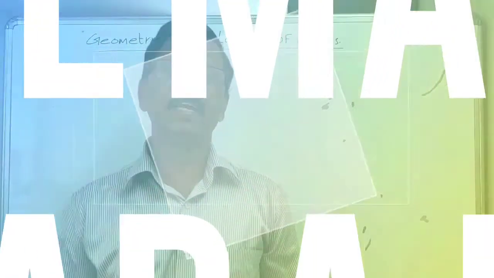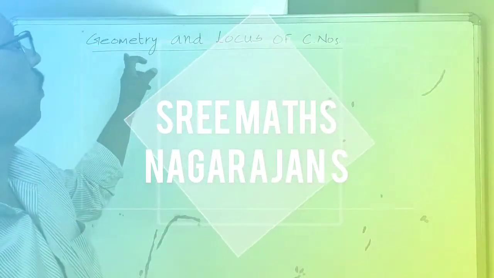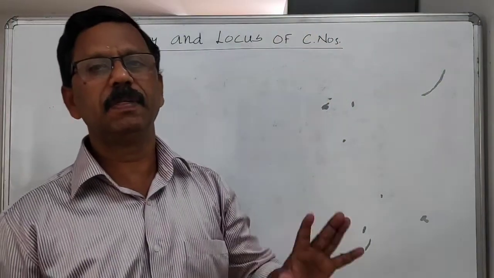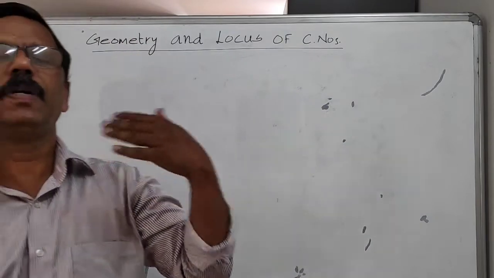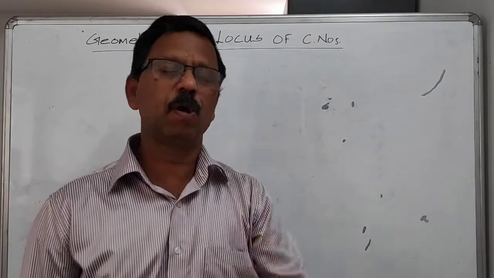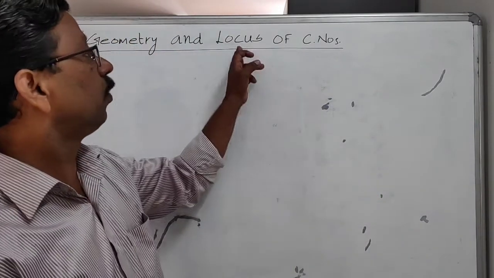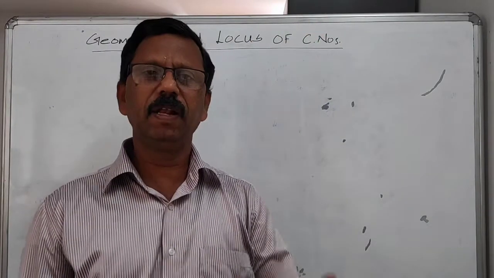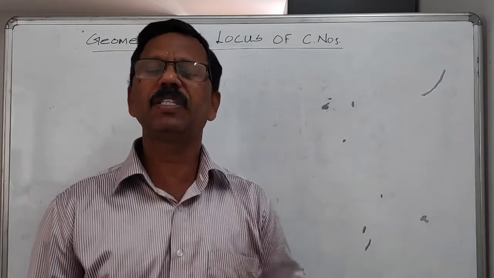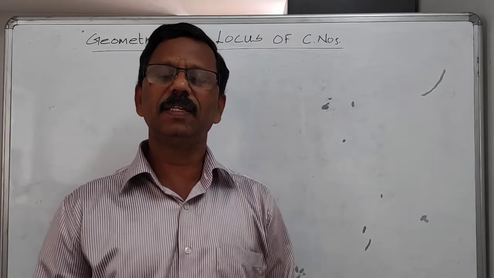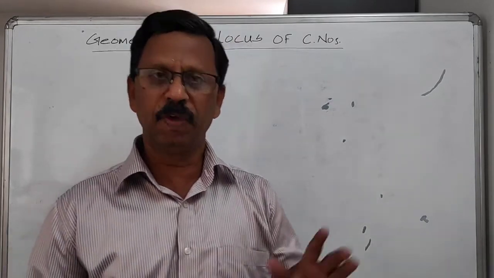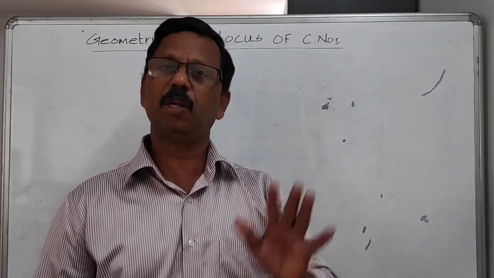Hi students, today let us see the geometry and the locus of complex numbers. Geometry means the geometrical interpretation of given complex numbers, and we are going to talk about the locus of a complex number. We know very well the locus of a point. What do you mean by the locus of a point? The path traced out by a moving point is called its locus.